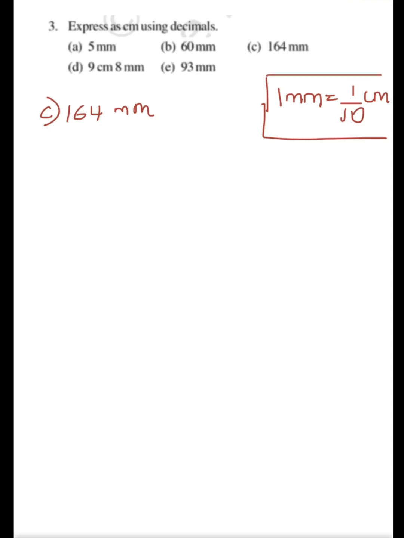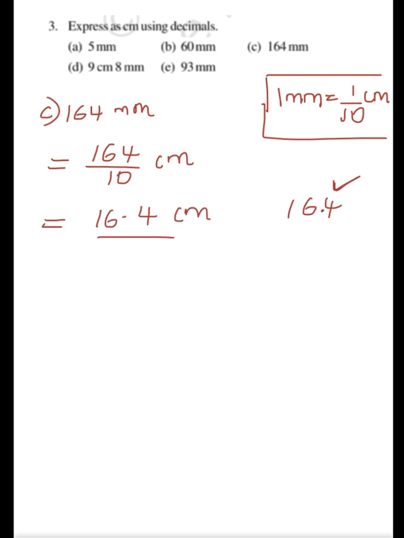Okay. C is 164 millimeter. That means what? You have to divide it by 10. Then it will get converted to centimeter. Okay. Now what about 164 divided by 10? 164 divided by 10 means only 1 0. So after this one number you have to put the decimal point. So our answer will be 16.4 centimeter.